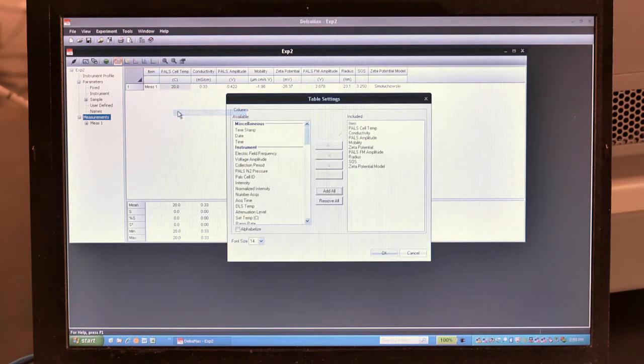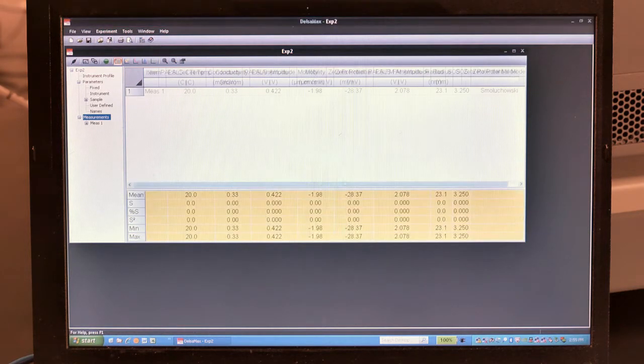This is the data log table, which has customizable font. I like to set it to 20 for easier reading. We see that the radius of our beads was 23.1 nanometers. This is very close to the expected radius of 21 nanometers. We were also able to derive the zeta potential of the standards, which was 28.37 millivolts. This is right on the borderline for stable particles versus unstable particles.